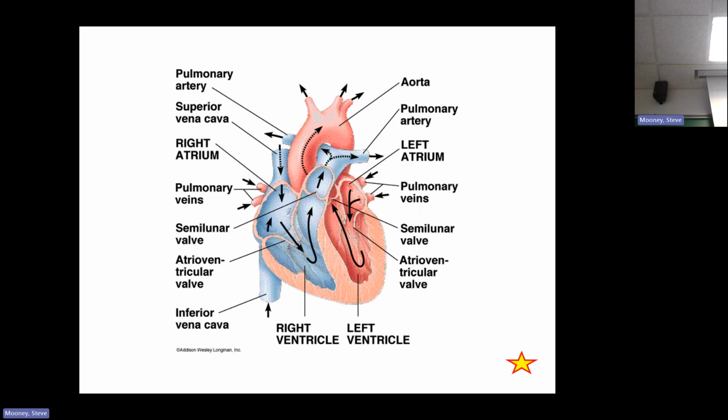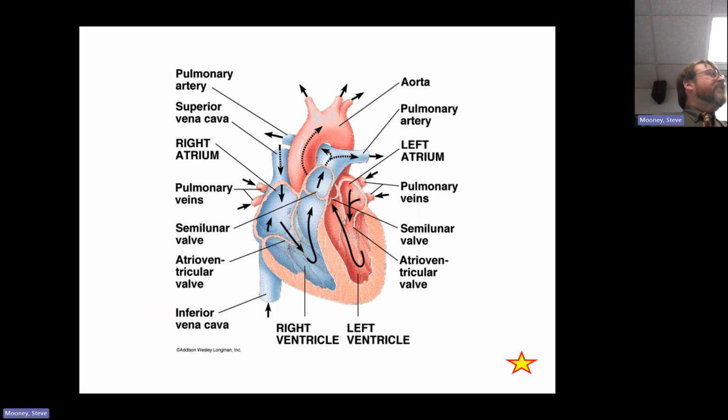We go to the left atrium through the AV valve on the left side, to the left ventricle. We pump out through the semilunar valves into the aorta. We go to the body. We go through the capillary beds, and then we come back through the back half of our cow through the inferior vena cava. The head and front leg come back in the superior vena cava to the right atrium.